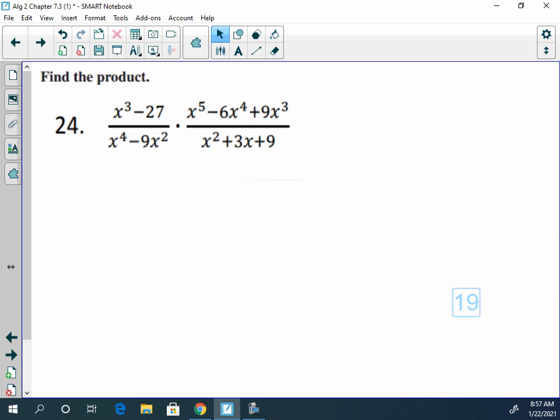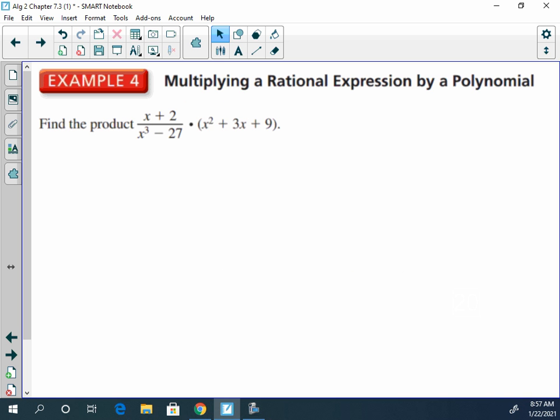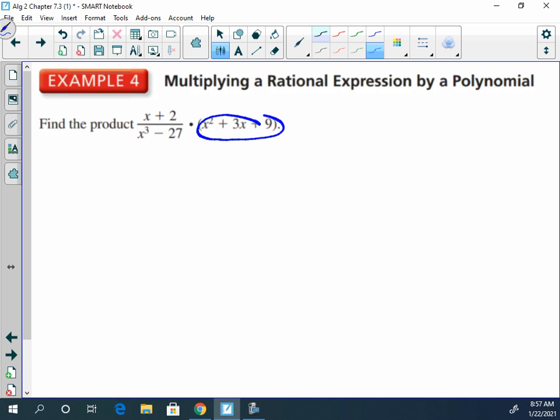And I don't want to rush through these here because I want to do at least one or two of these, and I want to do one of these. These aren't any harder than the ones we did before, but these are a little tricky, especially if you haven't seen them. Because where would this multiply? What number would we multiply this by? The x plus 2 or x cubed minus 27?